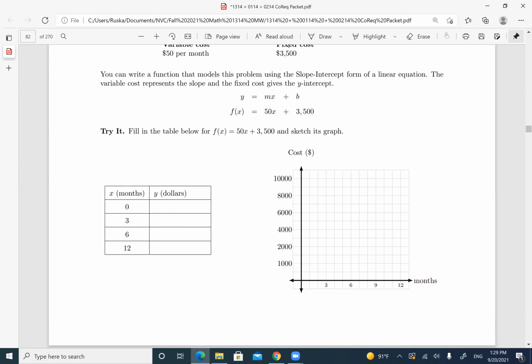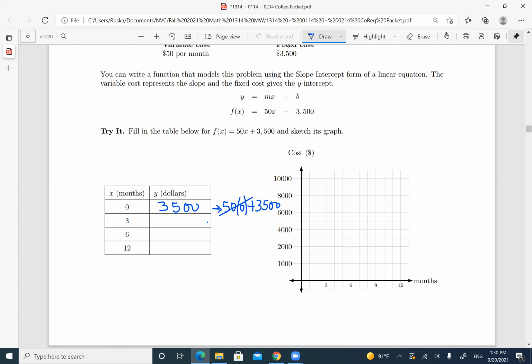So how are you doing that? Just using the equation of the function. We have x is 0, so I'm going to replace x with 0 here, and I'm going to find the y. So calculating this value is going to be 50 times 0 plus 3,500, right? So 50 times 0 is 0. So the answer here is 3,500.